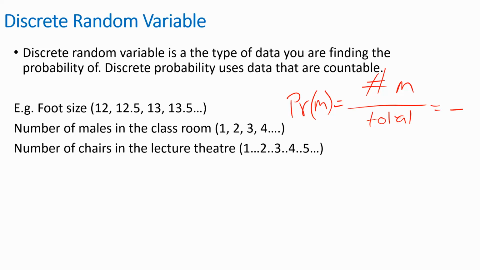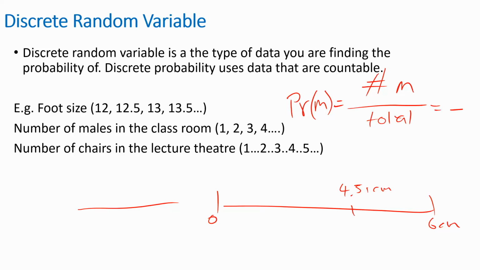But then for a different type of data, for example, if I said there was a string that was 6 centimeters long, so there's 0 to 6 centimeters, and I asked you, what's the chances of you cutting this string with the scissors, randomly cutting it? What's the chances of you cutting exactly, let's say, 4.51 centimeters? If I asked you to find the probability of that, what's the issue here? The issue is that if I ask you to find the total, well, it's infinite. You can't find the total. You don't know how many intervals there are. If I had told you there were 10 intervals, yes, you can figure that out.